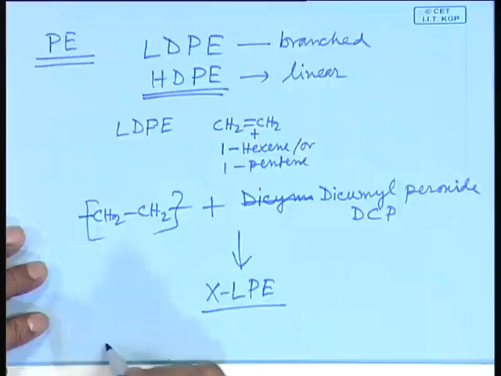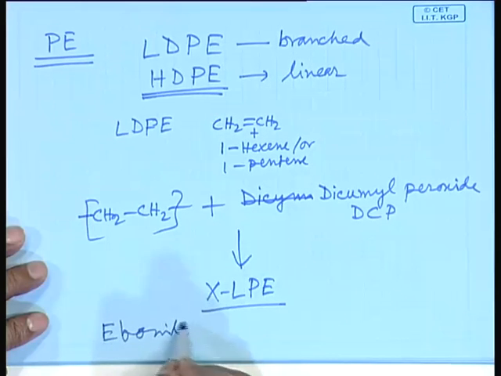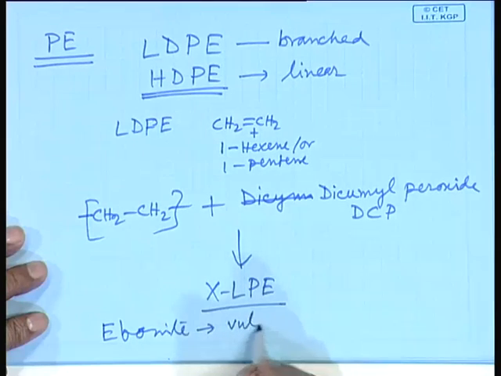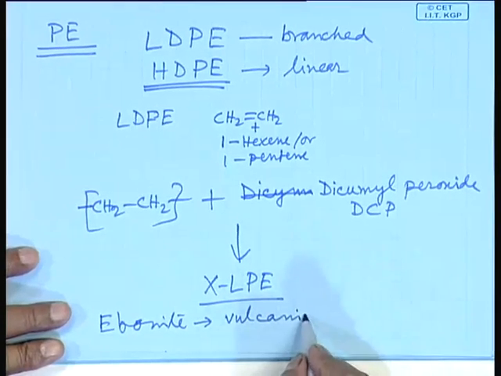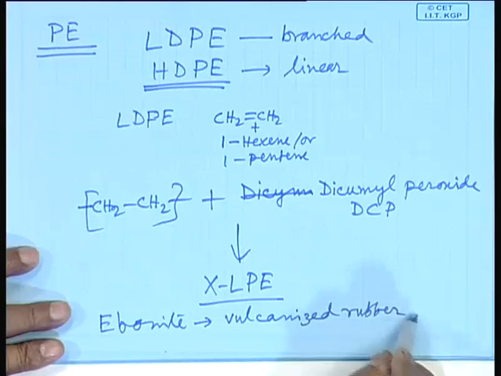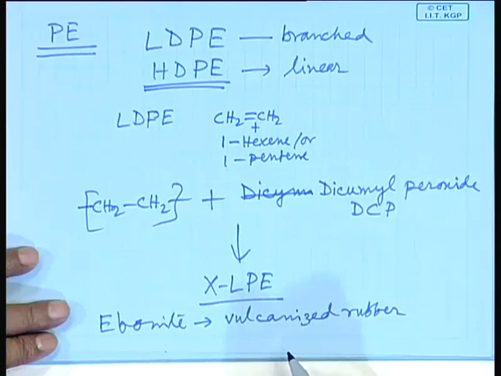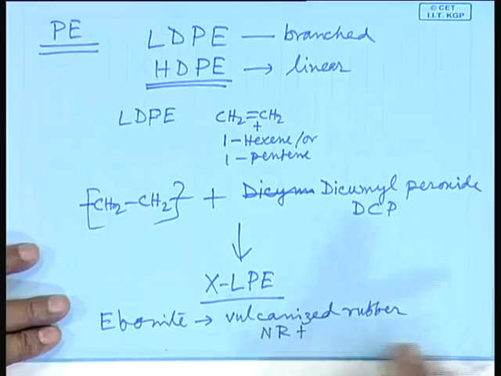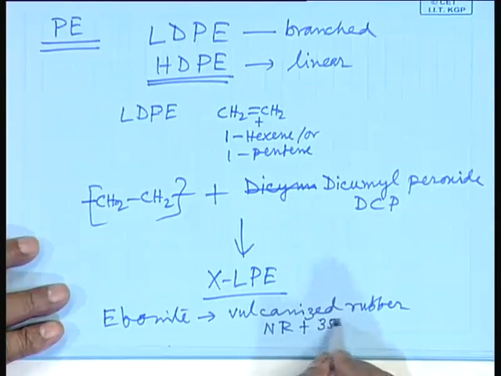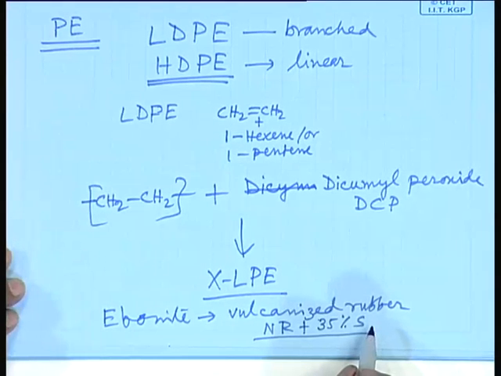Ebonite, it is a rubber. Vulcanized rubber, natural rubber plus 35% sulfur, is ebonite, used in making battery cases. Ebonite is a vulcanized rubber used for making battery casing, battery containers, storage batteries.